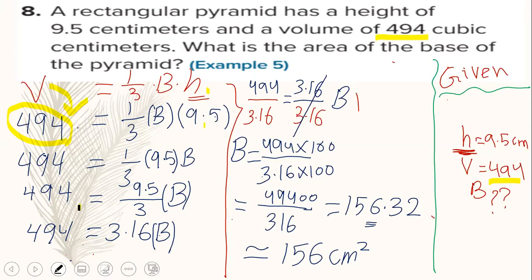And to solve this equation, we need to isolate the b. The b here is the variable. So I need to get rid of this. And it's better to divide 9.5 by 3. We will get 3.16b. Now we need to solve the equation. 494 equals 3.16b. b here is the variable. It's multiplied by 3.16. So to isolate the b, we need to divide by the coefficient, which is 3.16.